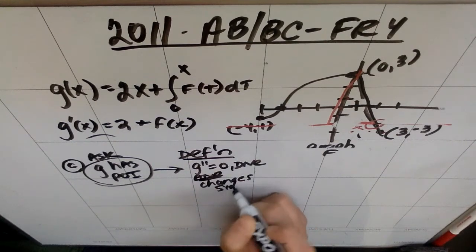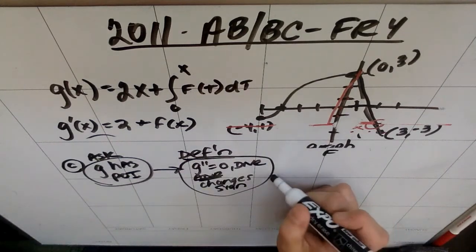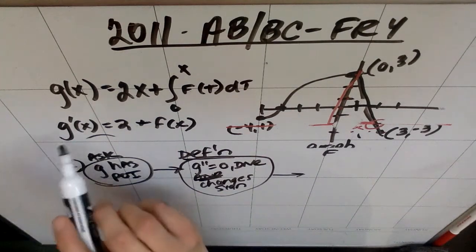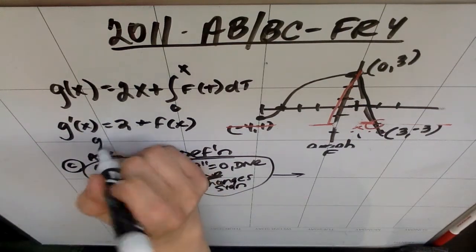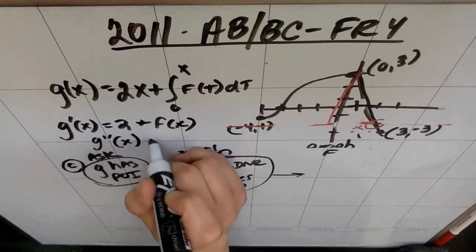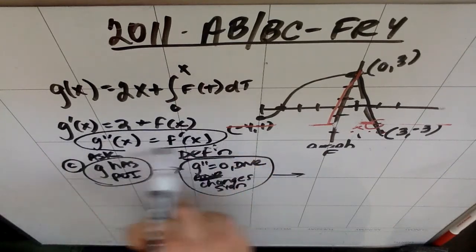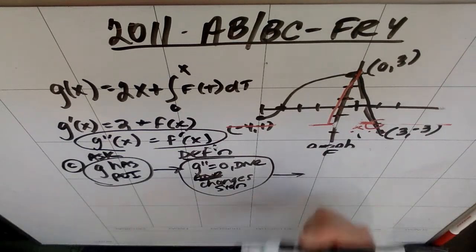But that's just the definition of a point of inflection, right? That's not going to help us with what we can see on the graph. So we need a way to relate g stuff to f stuff. Well, I know that g prime of x is 2 plus f of x. So if I differentiate again, g double prime of x should be f prime of x. So what we need to know about this is that's the same as saying that g double prime is the slope of the given graph.